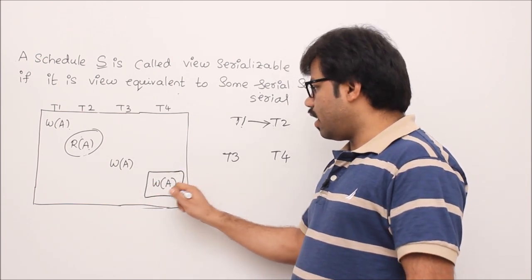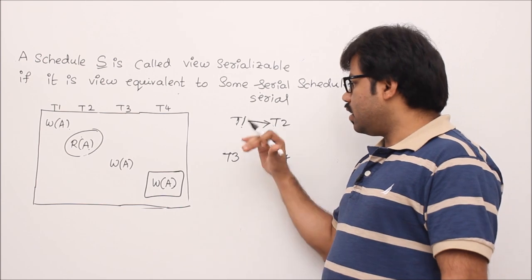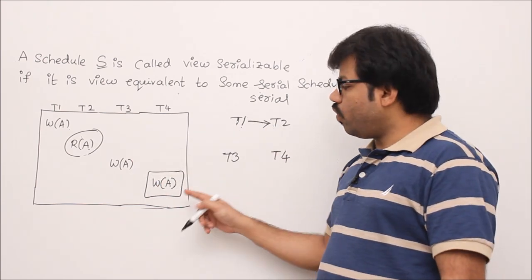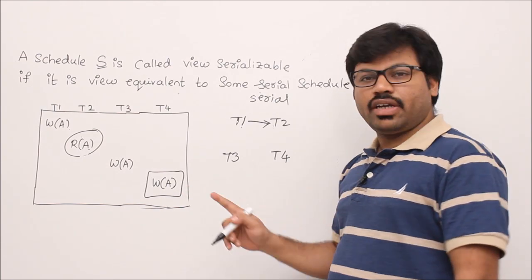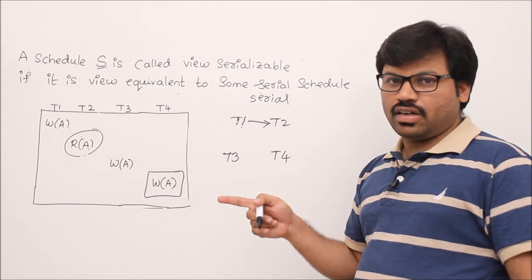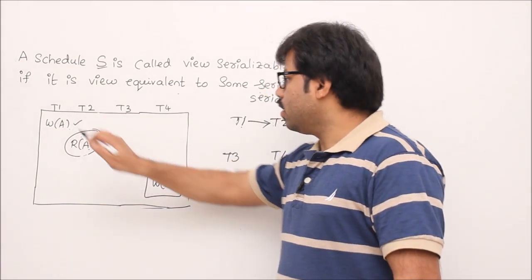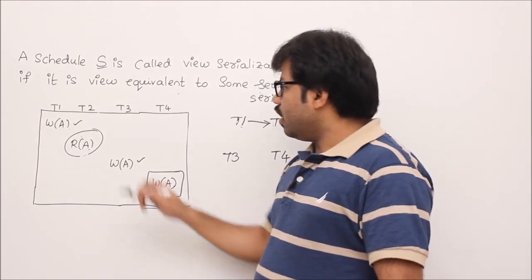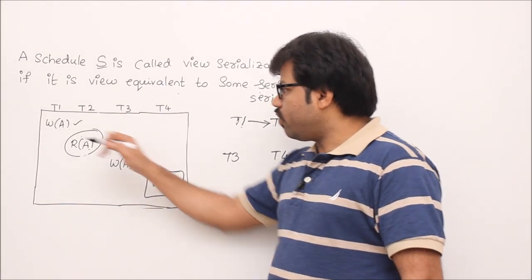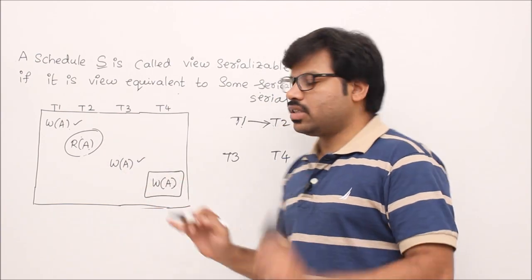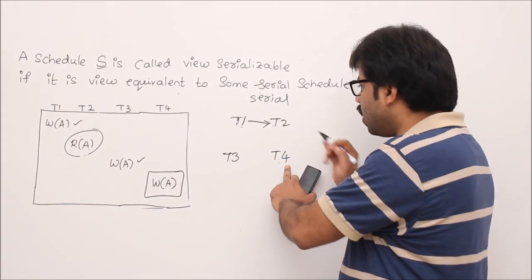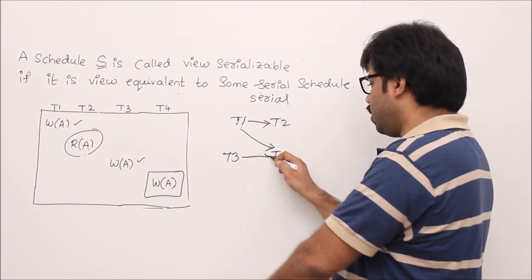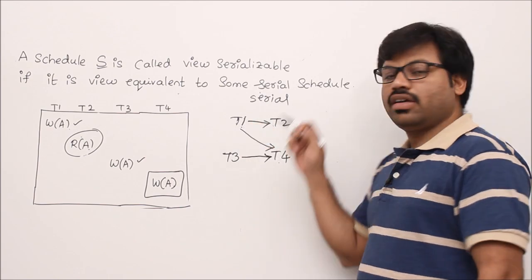Since T4 is writing last, if this is equivalent to some serial schedule, then in that also T4 should be the last writer. But the others writing A are T1, T3, and T4. Then definitely T4 should be done after T1 and after T3. Let's picture it. T4 should be after T1. Let's mark like this, and after T3. Remember, so this is the final condition.